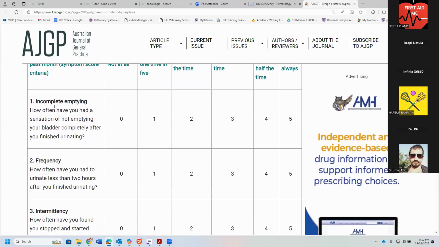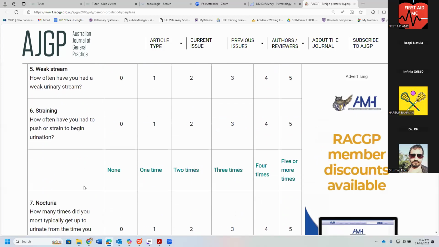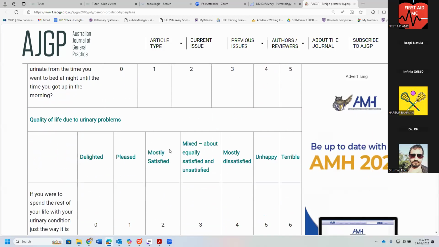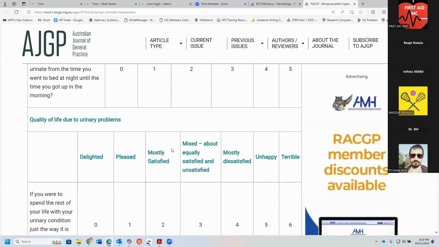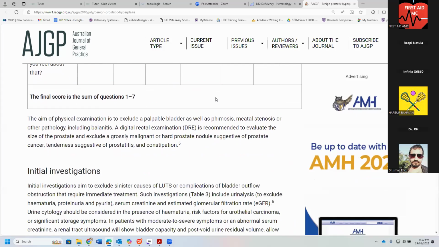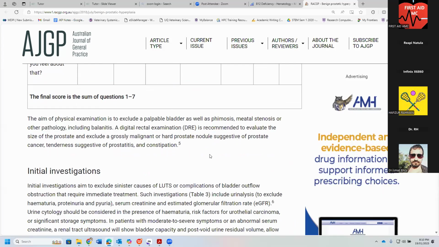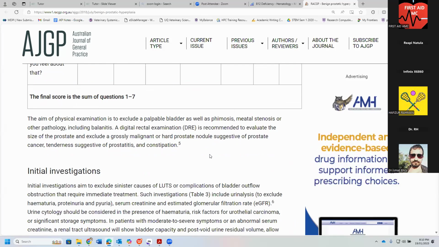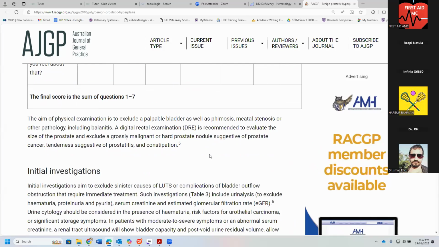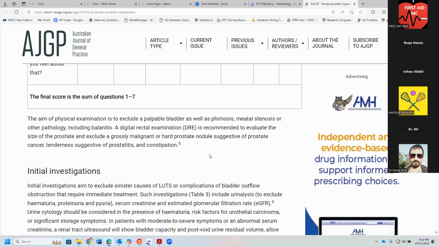So symptoms: incomplete emptying, frequency, intermittency, urgency, weak stream, straining, nocturia. These are the symptoms that can give you a clue about any problems with the prostate. These are the lower urinary tract symptoms, right? The digital rectal examination is always recommended because once you feel the smoothness or the nodular surface of the prostate, it can change your thinking about the differentials.